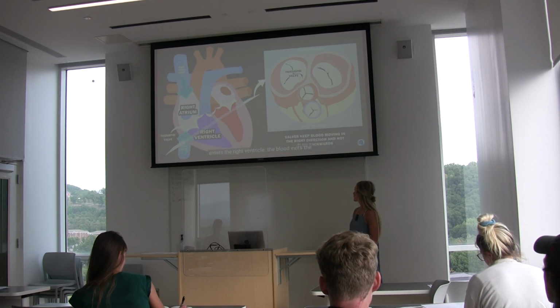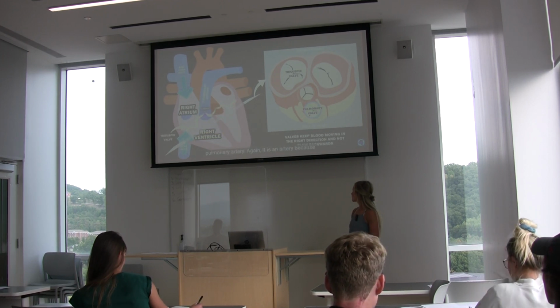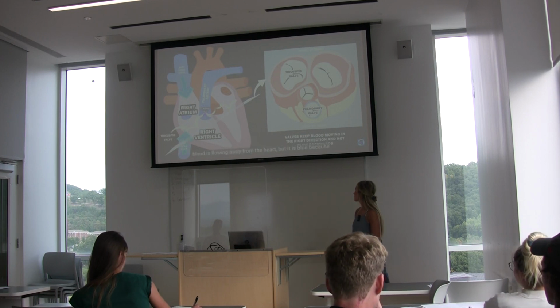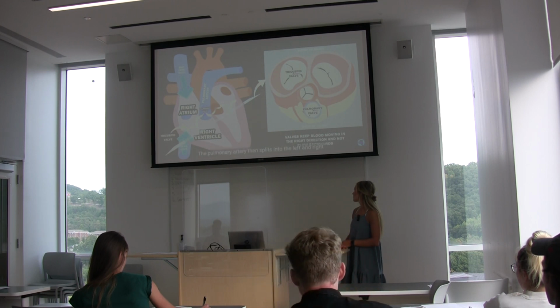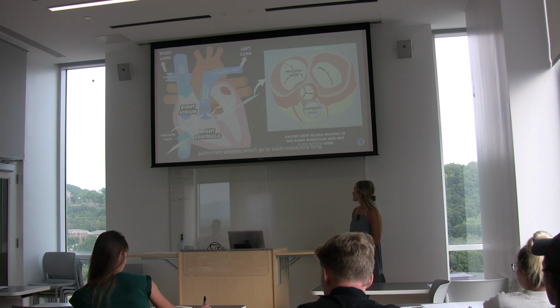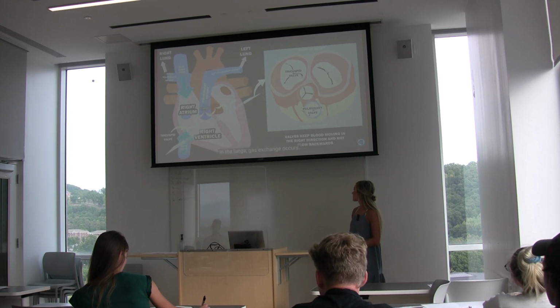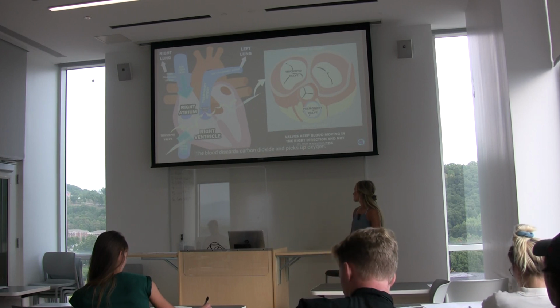The blood exits the right ventricle through the pulmonary valve and enters the pulmonary artery. Again, it is an artery because blood is flowing away from the heart, but it is blue because it lacks oxygen. The pulmonary artery then splits into the left and right pulmonary arteries, which go to each respective lung. In the lungs, gas exchange occurs. The blood discards carbon dioxide and picks up oxygen.